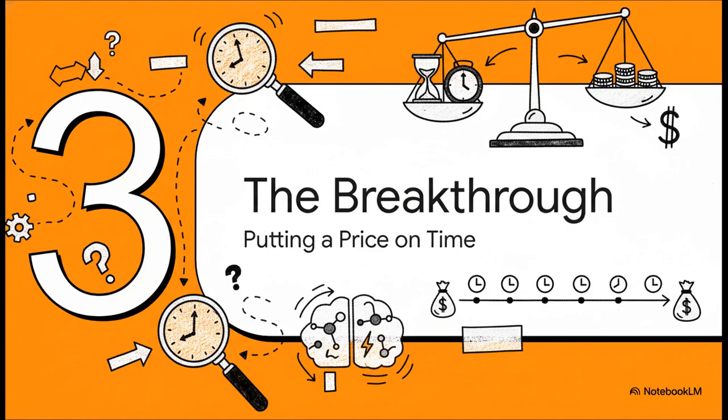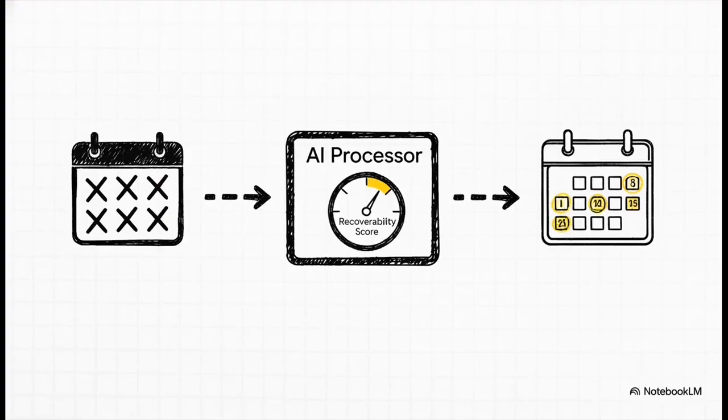Okay, finding the clues is one thing, but the real breakthrough comes when you can actually quantify their value, when you can put a real price tag on the time you're about to get back. And the math for this is surprisingly simple. You just take the total number of days lost for a specific task, and you multiply it by an AI-generated recoverability score. That score is basically the AI's confidence level that you can get the time back. The answer you get is the expected days recoverable.